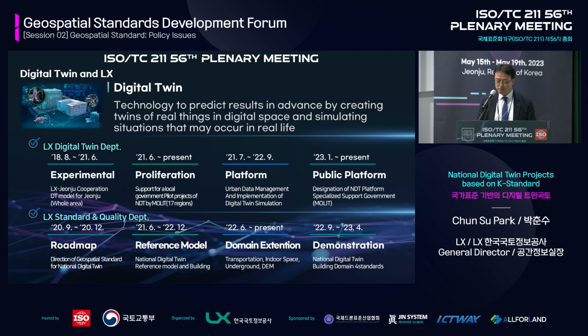Digital twins are in the limelight as a technology to predict results in advance and solve complex problems. LX has been investing in building a digital twin of Jeonju City for the past 3 years. LX is also commissioned by the Korean government to manage digital twin related projects. And LX is also a standard development cooperative agency designated by the Korean government in terms of geospatial areas. And according to the nationally devised roadmap, we are drafting digital twin related standards.